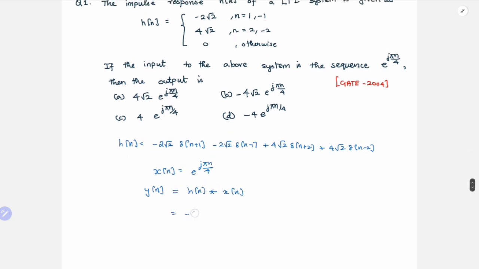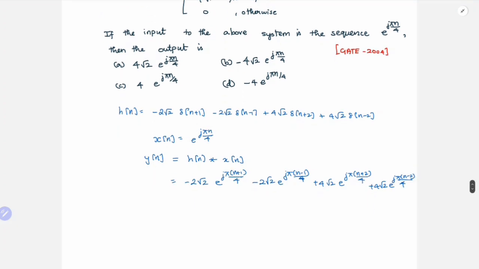So this one is straightforward. You can write 2 root 2, you now need to replace n with n plus 1. So e power j pi (n plus 1) by 4 minus 2 root 2 e power j pi (n minus 1) by 4, right? And then you have plus 4 root 2 e power j pi (n plus 2) by 4 plus 4 root 2 e power j pi (n minus 2) by 4. Right? So you can see that e power j pi n by 4 is common in everything, and 2 root 2 also you can take out.